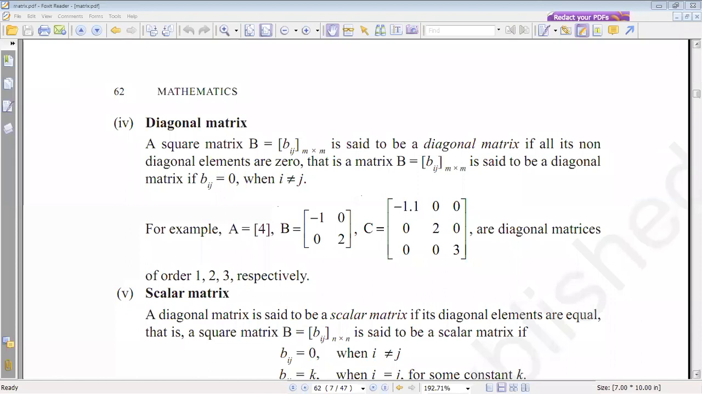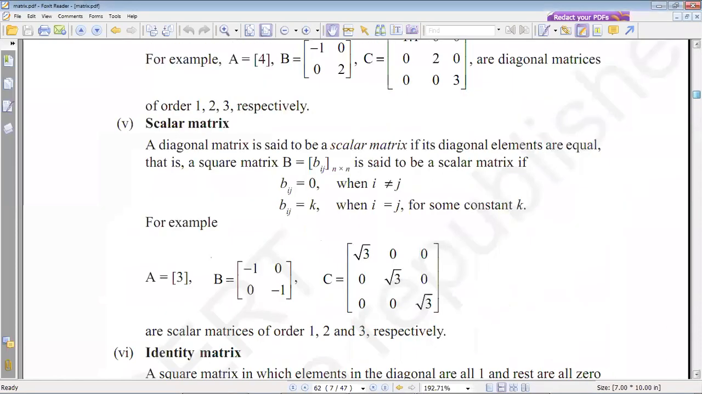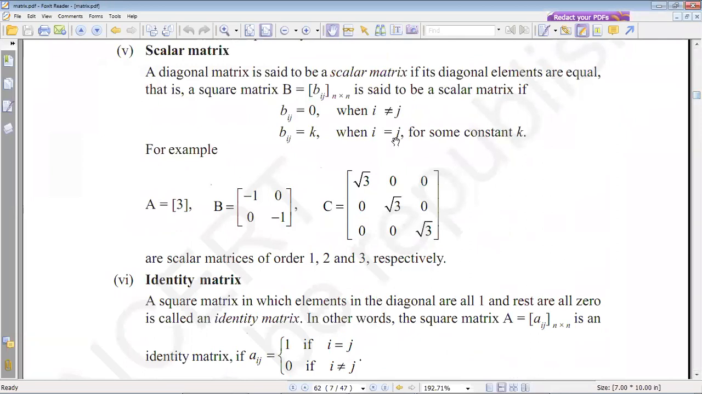Now, what is a scalar matrix? A diagonal matrix is said to be a scalar matrix if its diagonal elements are equal. In the previous case, you already got what a diagonal matrix is, where all the elements other than the diagonal are equal to 0. Those are called diagonal matrix.